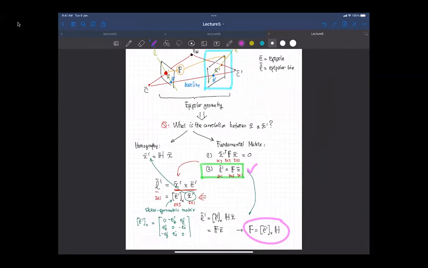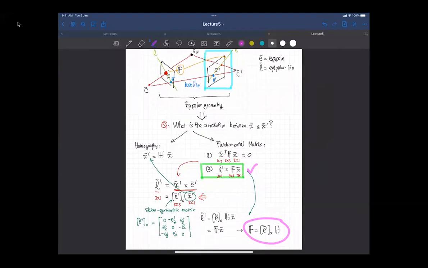Well, the fundamental matrix was invented by two groups of researchers. One is Richard Hartley, the author of Multiple View Geometry, and the other is Faugeras. Faugeras is a French guy, right? It was invented in the 1980s already. And it happens that Richard Hartley, the author of the book, was actually my postdoc supervisor.